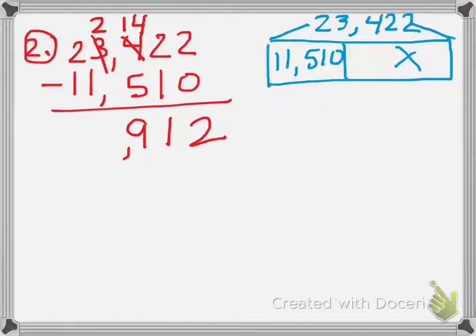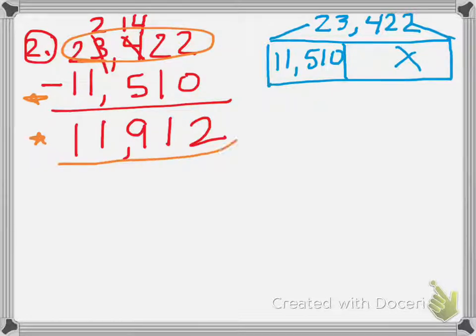All right, 2 take away 1 is 1. And 2 take away 1 is 1. So I found the other missing part. I'm going to change my pen to orange, and now we can do our check. I'm going to take our 2 parts, this part and that part, and see if I can get the whole on the top. All right, this is our answer. Let's see if this answer is correct.